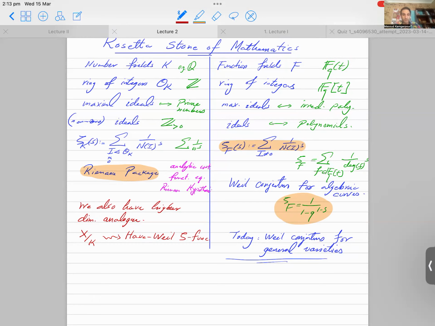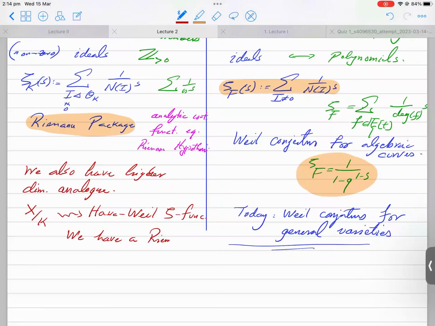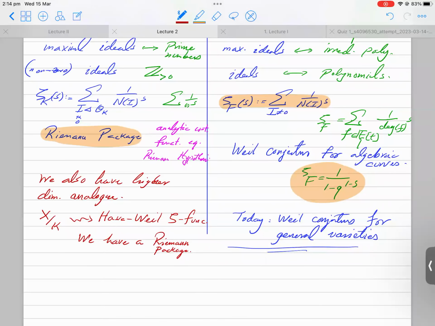But it's important to know that it becomes extremely hard. So we have a Riemann package. In the case of a variety of dimension 0, that's just the Dedekind zeta function. But what about a variety of dimension 1, just a curve over K?